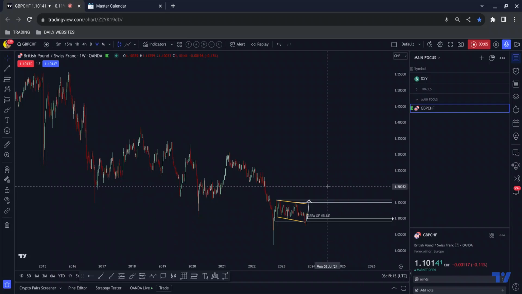So today I have just the one pair on watch, and that is Pound Swiss. As always, I'm going to give you my thought process. I'm going to break this pair down for you and tell you what I will be looking for from it today. So we start off as always on the higher time frames.